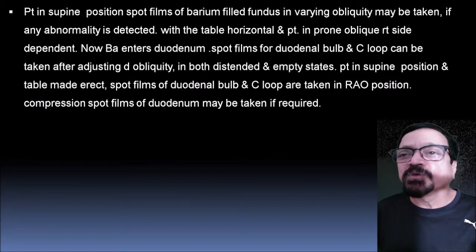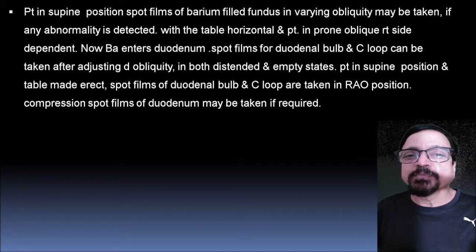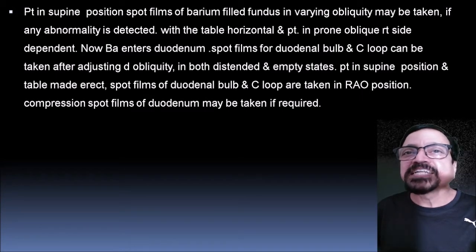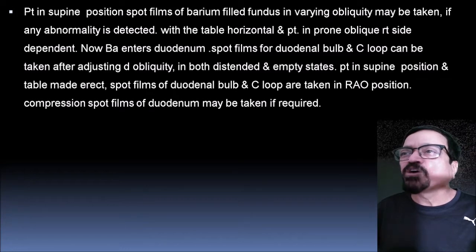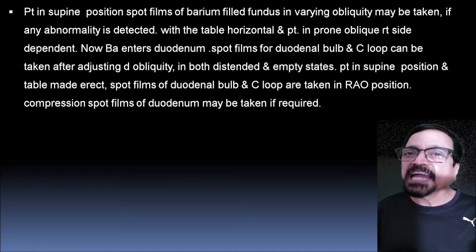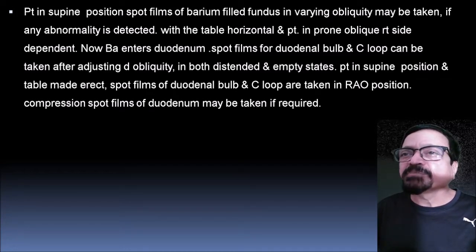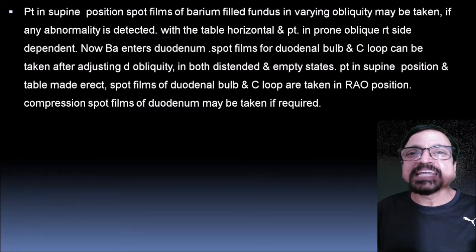Now if you give less mAs, the peristaltic movement and patient's movement will not hamper and you will get a clear picture. Patient is in supine position, spot film of barium filled fundus in varying obliquity may be taken. If any abnormality is detected with the table horizontal, patient is made prone, oblique, right side, depending on the circumstances and depending on the indication.